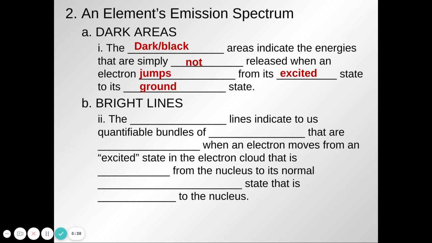And we're going to hang out in this concept for a little bit. Where we see bright lines, that's where those electrons are allowed to release energy. Okay, so they're allowed specific bundles of energy that they can manage and play with, so to speak. So the colored lines indicate to us quantifiable bundles of energy that are released when electrons move from excited states to ground states. Okay, so the excited state in the electron cloud that we're going to learn about is farther away from the nucleus than its normal ground state that's closer to the nucleus.